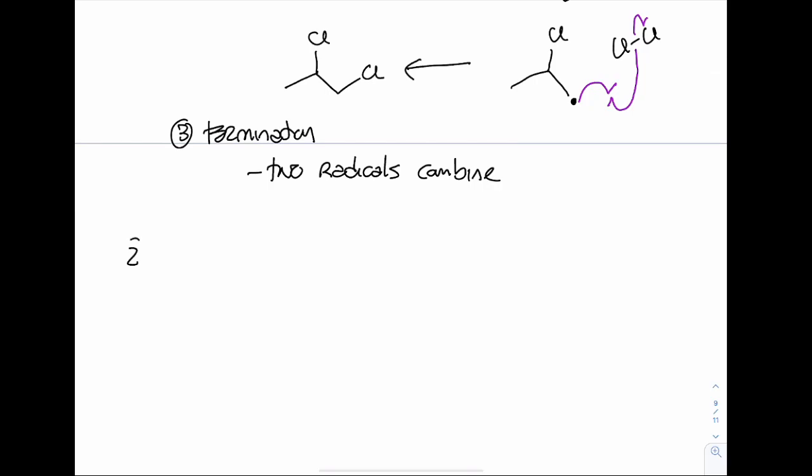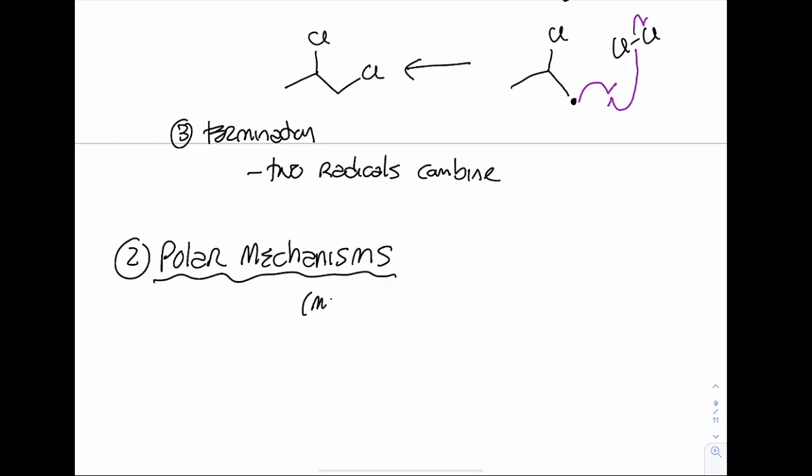Polar mechanisms, these are the ones that we're going to see pretty much exclusively this semester. And even in organic 2 too. So in 236, most of the mechanisms you're going to see are polar. They're by far the more common one. So these are the most common type. These are the ones that involve the heterolytic and heterogenic bond breaking and forming. They're going to involve our carbocation and carbanion intermediates.